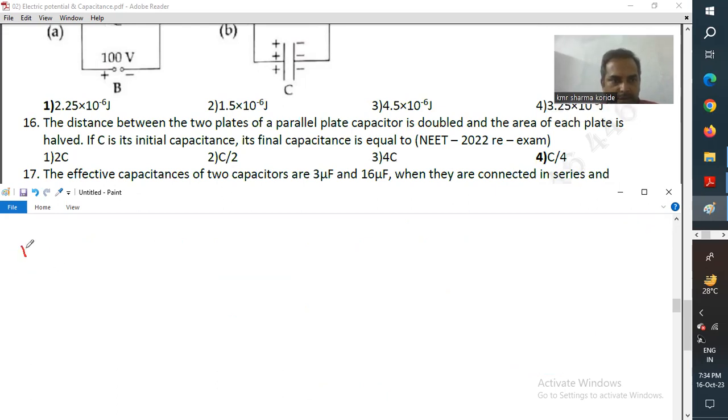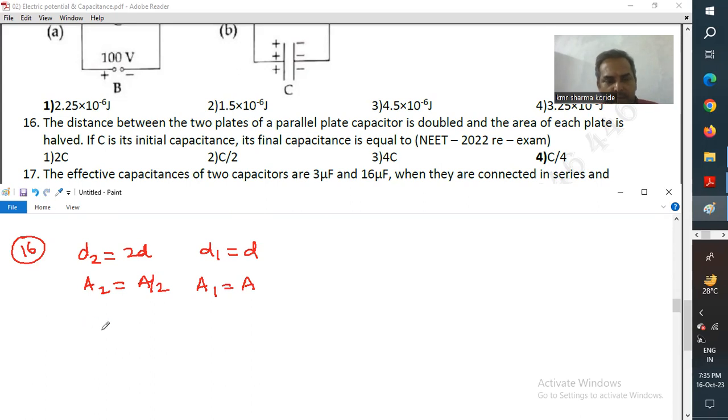Question number 16. The distance between the two plates of a parallel plate capacitor is doubled. So therefore, you call it D2 is equal to 2D. Area of each plate is halved. So therefore, A2 is A by 2. Earlier, before changing, D1 is D and A1 is A. This is before you change.